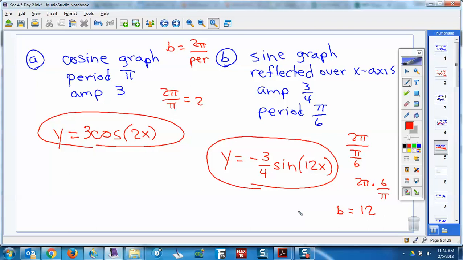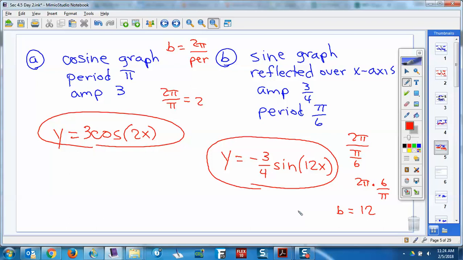All right, what do you get for the first one? 3 cosine 2x. Okay, what about the last one? Negative 3/4 sine 12x. Okay, so like I was saying a minute ago, 2 pi.